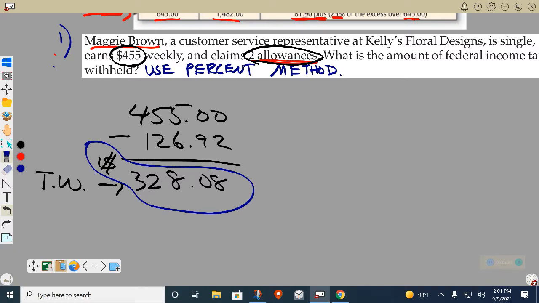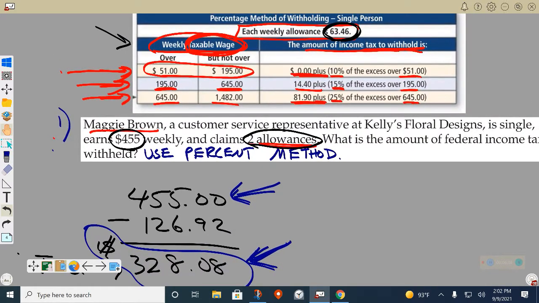It's better to be taxed at a lower amount than a higher amount because they're going to take a bigger chunk if it's a higher amount. So the government's saying, okay, Maggie, you have 2 allowances. We're going to tax you at this amount, not this amount. We're going to take a chunk out of the smaller amount, rather than a chunk out of a bigger amount, so you don't have to pay more. How much of a chunk are we going to take out now? Well, that's where the table comes in. Okay, watch this.